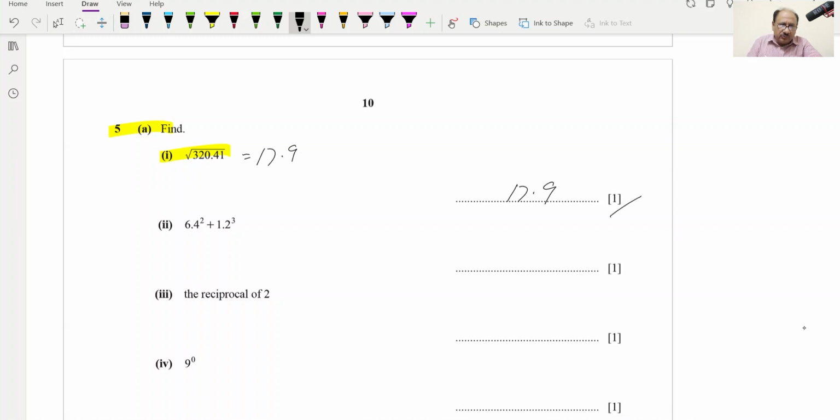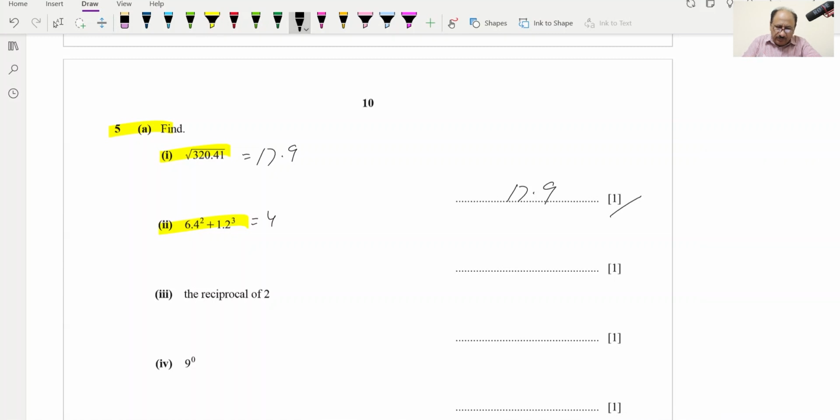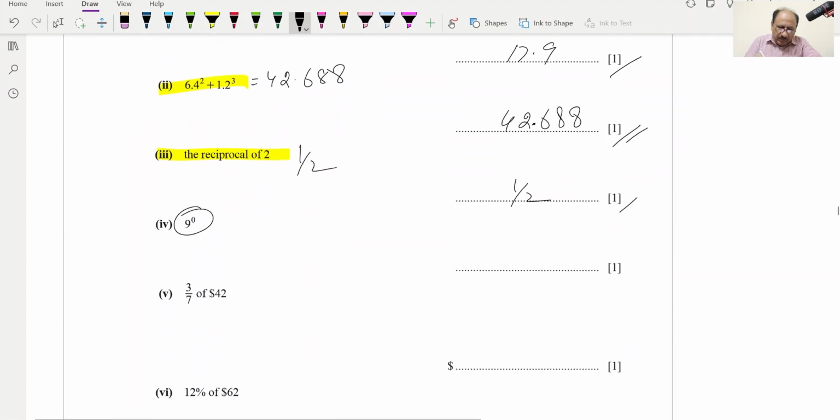And next we need to find this square, and this is also calculator usage, so 6.4 squared plus 1.2 raised to the power 3 is equal to 42.688, and we can write the answer here. This one is a 1 mark part. The reciprocal of 2 we know is 1/2, so 1/2 will be the answer for 1 mark. And 9 raised to the power 0, we know anything raised to the power 0 will be 1, so this will be equal to 1.